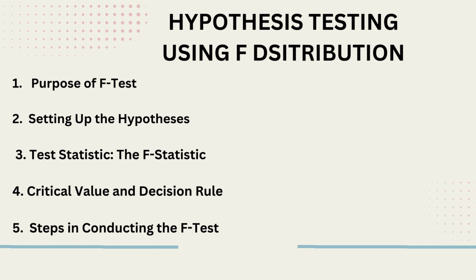And the fifth one is steps in conducting the F test. First, we calculate the F statistic, then we compare it to the critical values from the F tables. Based on this, we decide whether or not to reject the null hypothesis.